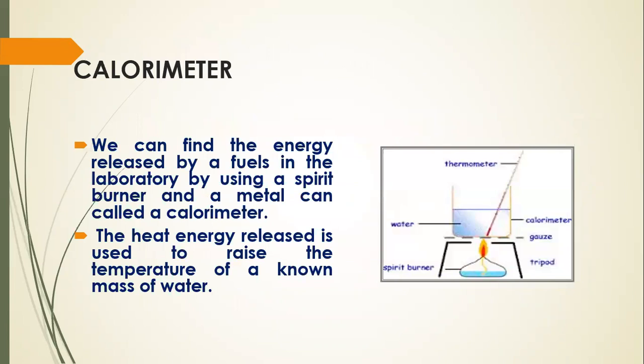Now you can compare the efficiency of the fuel by using a calorimeter. This is actually the experiment using a spirit burner. You can find the energy released by a fuel in the laboratory by using a spirit burner and a metal can called a calorimeter. The heat energy released is used to raise the temperature of the water. You can see the spirit burner down, the water is there in the beaker, or even you can take it in a copper can. So when energy is released and absorbed by water, the temperature is increasing.